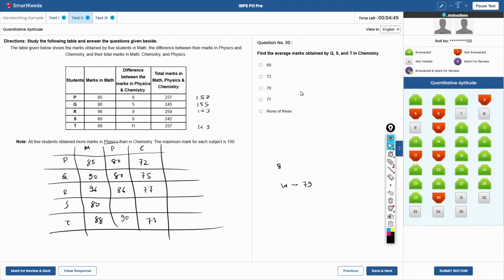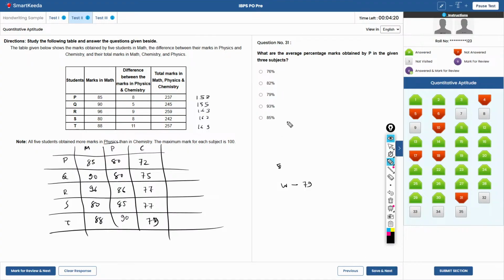The marks obtained by Q is in. So I have to calculate this also. So this is 162, 170, 170 practically means 85, and 8 less. 8 less means 77. Now in Q, S, and T, this is 79, right? So 77 would be the average.